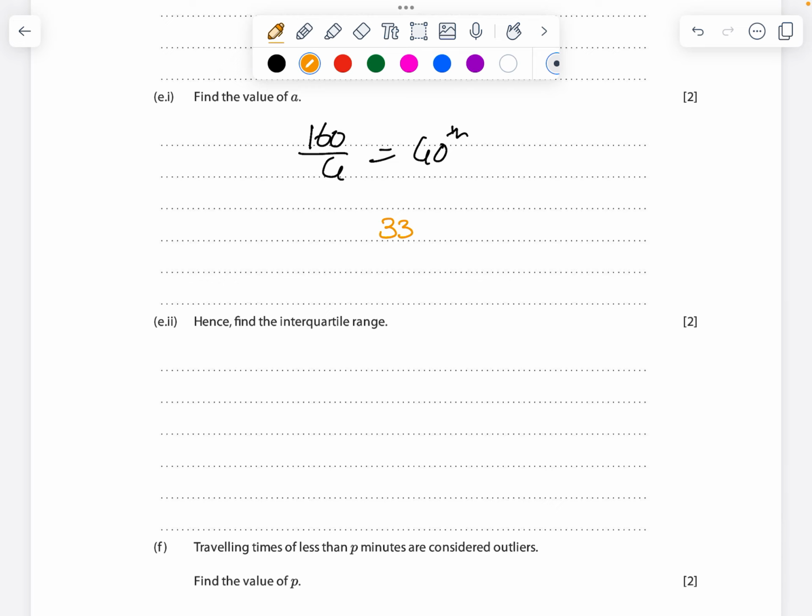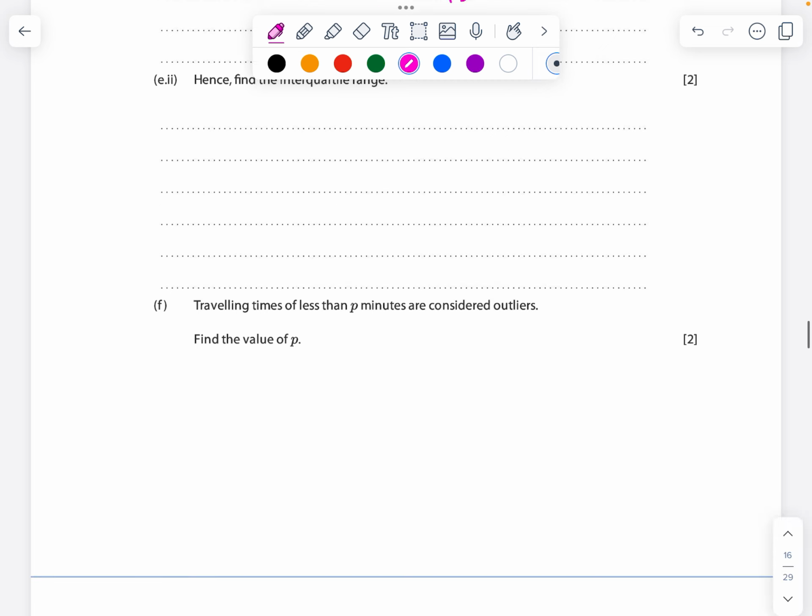So 33 is going to be the answer. So this is my A1 and M1. Hence find the interquartile range. So the interquartile range is 47 minus 33, which is going to be 14. So this is my M1 and A1.